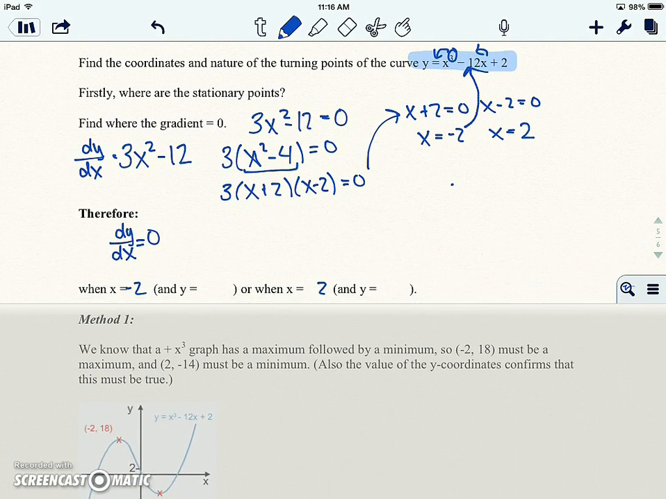So if you did negative 2, you'd get negative 2 cubed minus 12 times negative 2 plus 2, and that would give you 18. If you plugged in a 2, I will just tell you that'll give you negative 14. So now we know where the stationary points are. So now we'll do method 1. Method 1 is just to look at our picture.